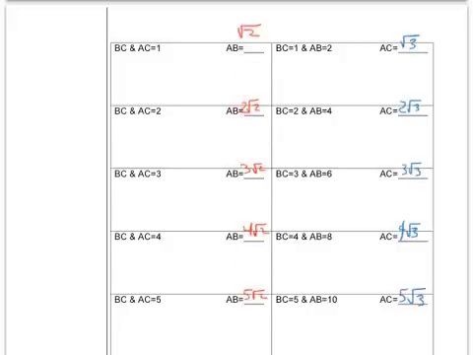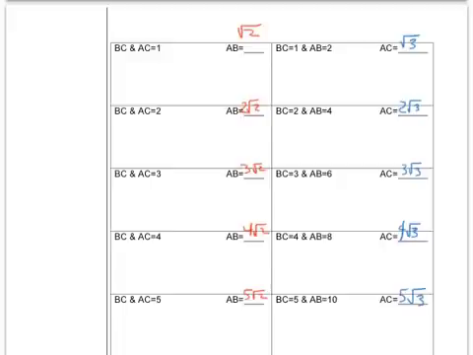Whenever we have a 45, 45, 90 triangle, all we need to do is take whatever the side is and multiply it by rad 2. And that'll give us the hypotenuse. Easy. Okay. Over here, the 30, 60, 90s, we had 1, 2, 2, 4, 3, 6, 4, 8, and 5, 10, where AB here was the hypotenuse.